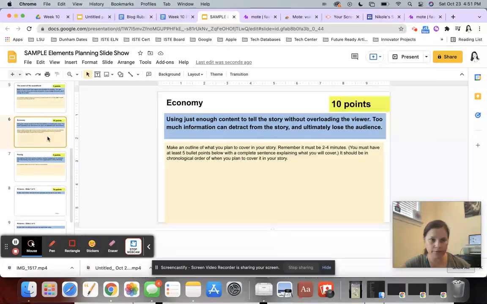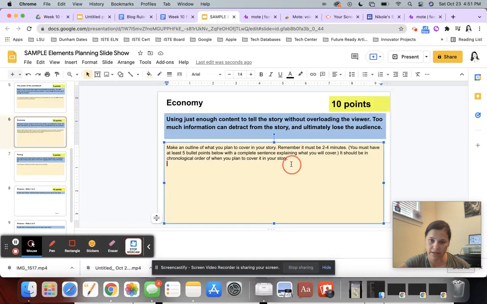Okay, moving along. So economy, using just enough content to tell the story without overloading the viewer. Too much information can distract from the story and ultimately lose the audience. This is the most points. You'll see it's worth 10 points. And I want you to come up with 5 bullet points, okay? Just like an outline. So for example, I'm just going to come in here.